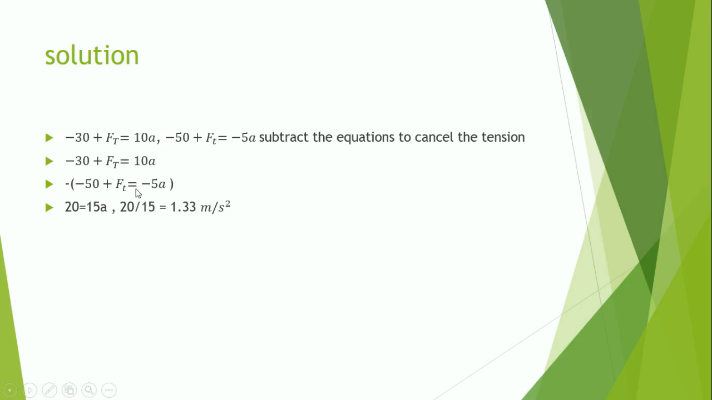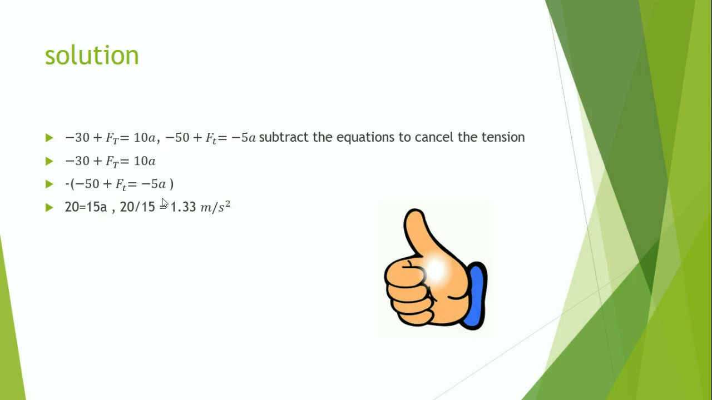10 minus a negative 5 means add a 5, so 15 times the acceleration. Which makes sense because the total system weighs 15 kilograms. So if I divide each side by 15, I'll get the acceleration, which is 1 1/3 meters per second squared. And so this is the correct answer, but we can also solve this as a system.